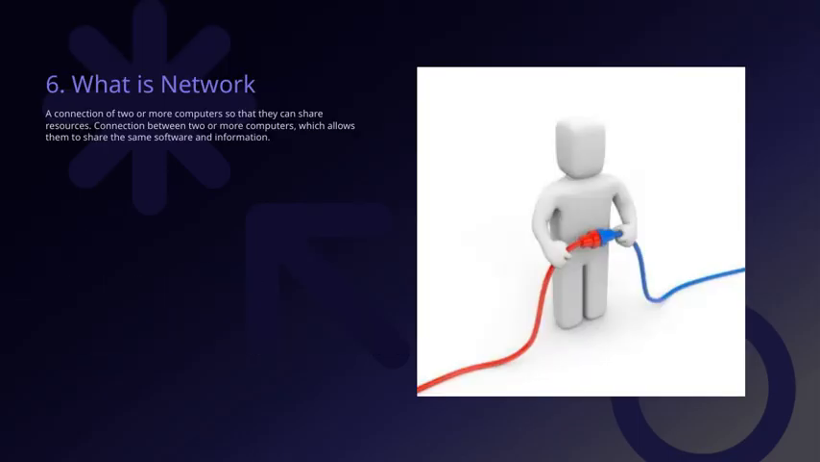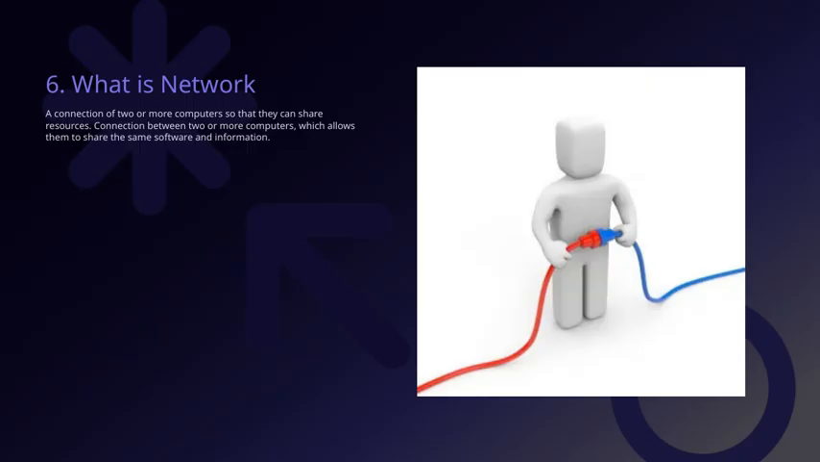So let's talk about what a network actually is. Essentially, it's a connection of two or more computers that are linked together. The main idea here is that these computers can share resources with each other. When I say resources, I mean things like files, printers, or even internet connections. Now, the key point is that this connection allows the computers to communicate and coordinate. They can share the same software, which means you don't need to install everything on each machine separately. Instead, they can access shared programs or data stored on a central computer or server.